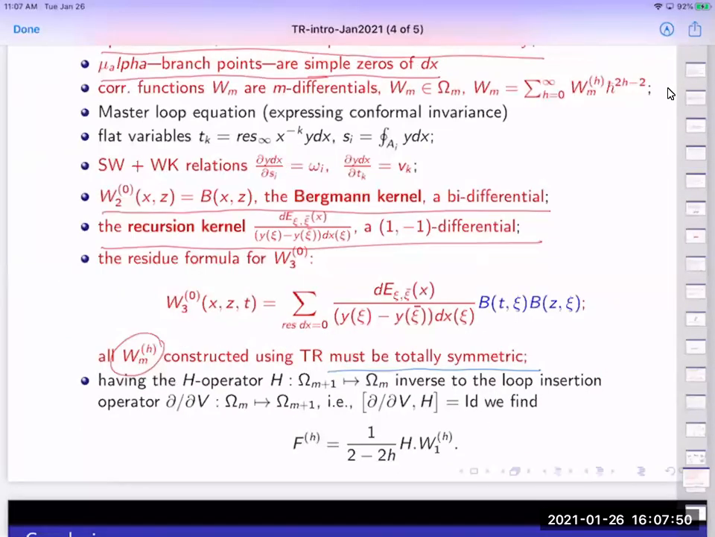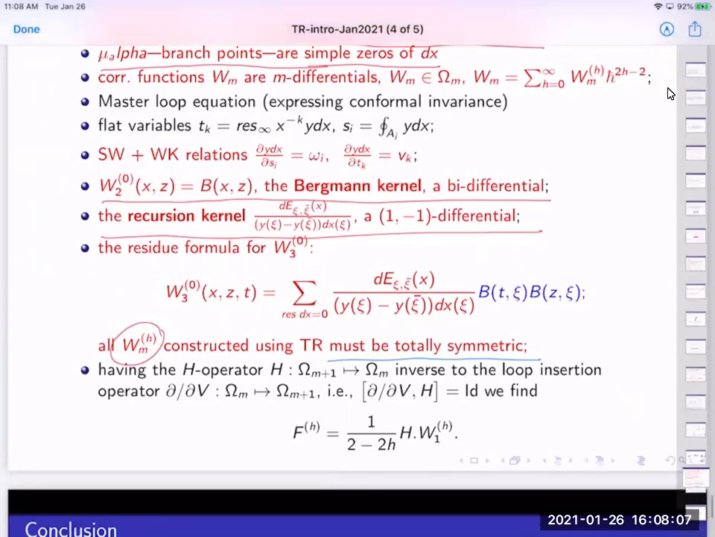And I completely skipped this part, that we can reconstruct actually the free energy out of the one-point correlation function, but it was more than enough today. Sorry for again taking a little more time than was supposed.